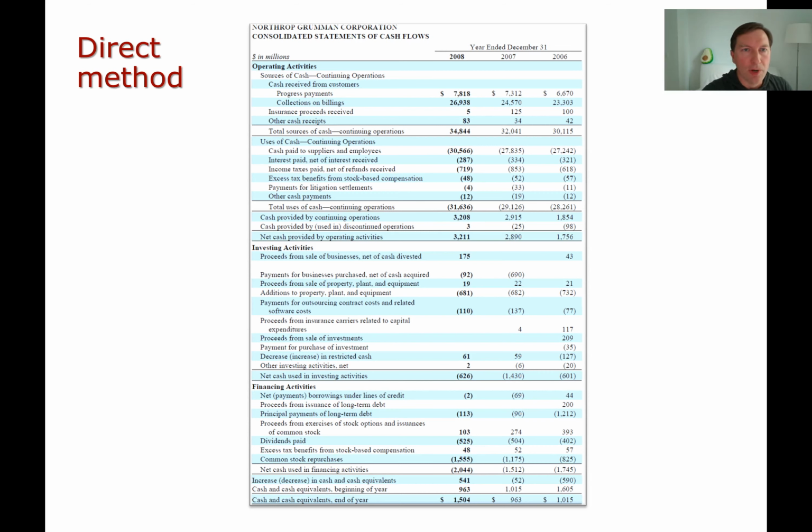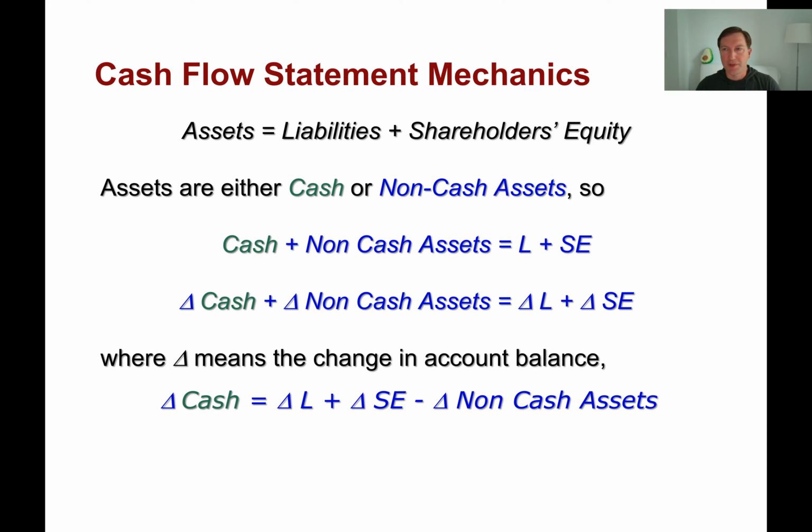So we're going to have sources of cash and uses of cash, and this includes cash received from customers, collections of billings and so on, cash paid to employees and suppliers, interest, taxes, and so on. Okay, so this is the direct method cash flow statement. Of course, the total operating cash flow is going to be the same irrespective of which method is used. That's important to realize.